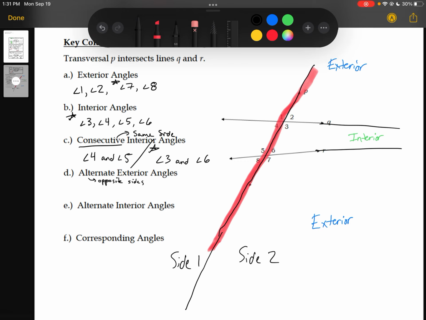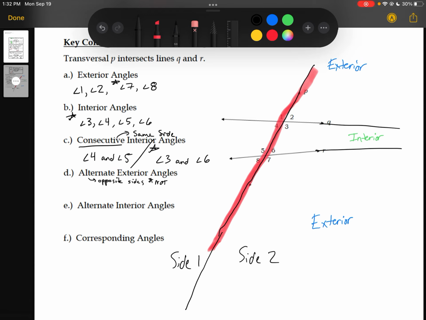So we have to be completely on a different side of the line. So side 1 and side 2, those don't work. We'd have to be basically one is on side 1, one is on side 2. No repeated sides here. So alternate, so opposite side and exterior angle. So we are looking for things that are on the opposite side of the line and also on the exterior. One thing to note about these is they can't be next to each other, so not adjacent.